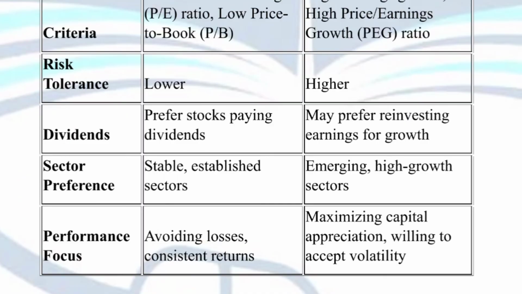But on the other side, growth investors are most likely to focus on emerging or high growth sectors, such as technology, such as biotech, such as startups. They always want rapid growth. That is the reason they go for the higher risk area, higher risk sectors. So this is another difference. And the last difference is on the basis of performance focus.